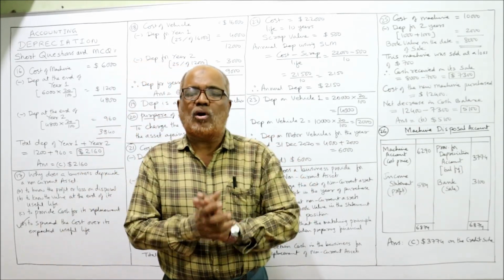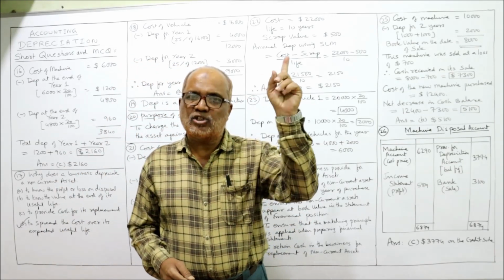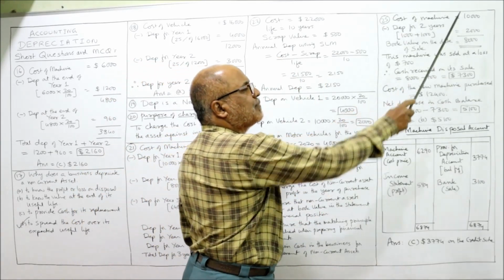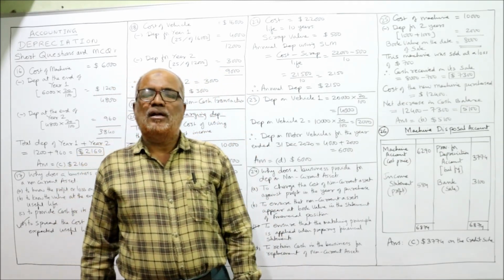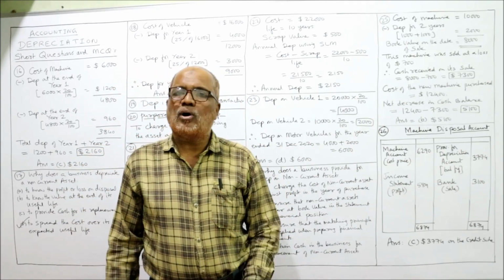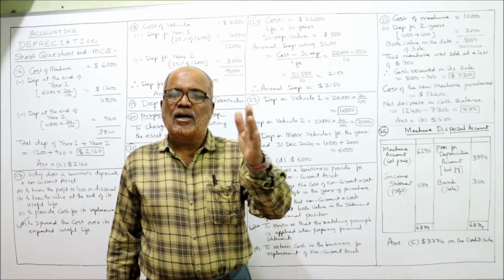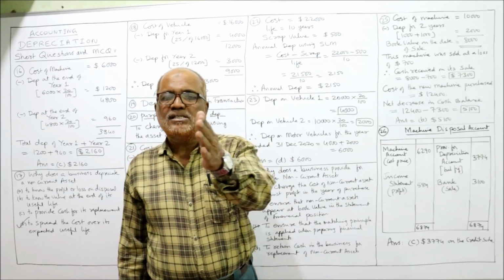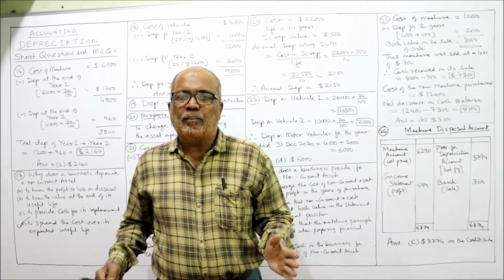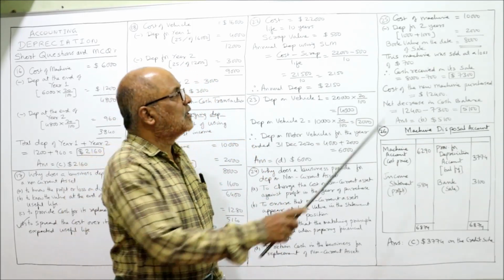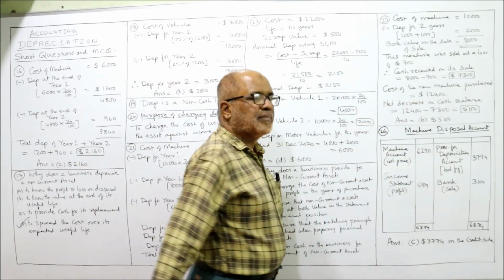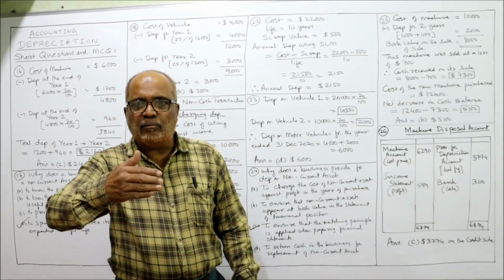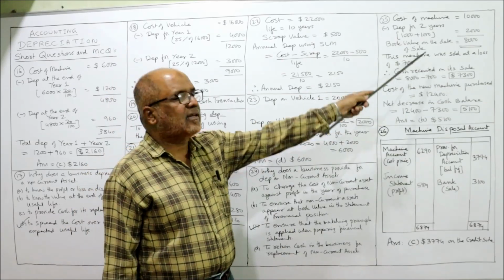First of all, what was the cost of the machine? 10,000 when it was purchased 2 years back. Now during the 2 years, depreciation provided 2,000 because 10% on cost. 10% of 10,000 is 1,000. So first year 1,000, second year 1,000. So total depreciation for 2 years is 2,000. Deduct 2,000, 8,000 is the book value of the machine. At the time of sale, the machine value is 8,000.